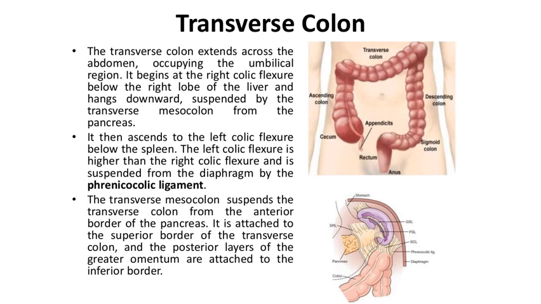The left colic flexure or the splenic flexure is higher than the right colic flexure and is suspended from the diaphragm by the phrenicocolic ligament. The transverse mesocolon suspends the transverse colon from the anterior border of the pancreas and is attached to the superior border of the transverse colon, and the posterior layers of the greater omentum are attached to the inferior border.